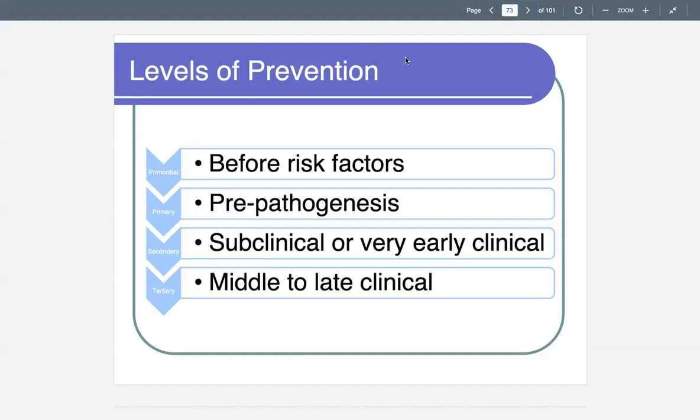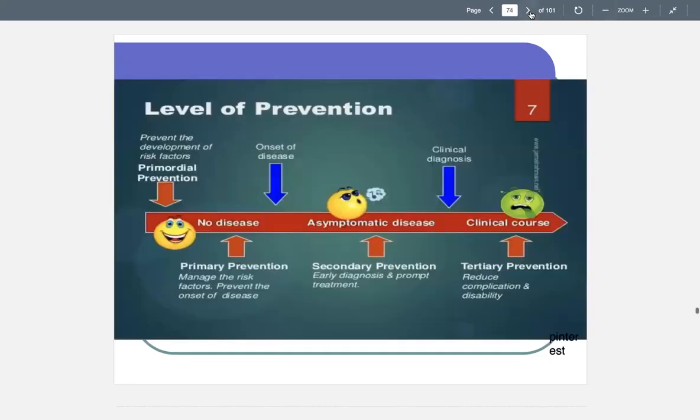Okay, so there are different levels of prevention, no? Meron tayong primordial, primary, secondary, and tertiary. So primordial before the risk factors, the primary prevention sa prepathogenesis, secondary prevention sa subclinical or clinical stage, and tertiary is middle to late clinical disease or stage. Okay, so ito yung level of prevention.